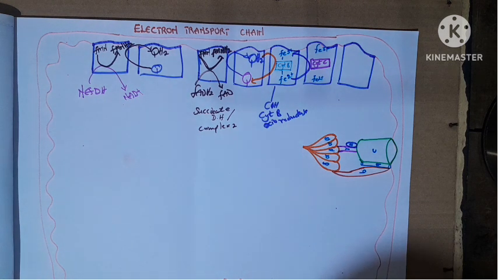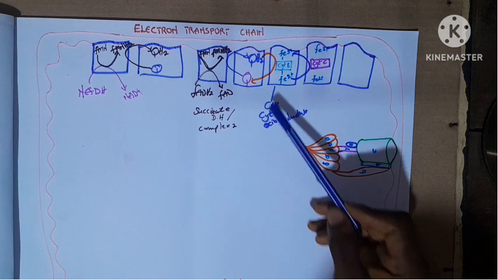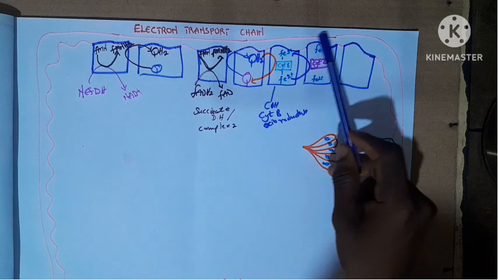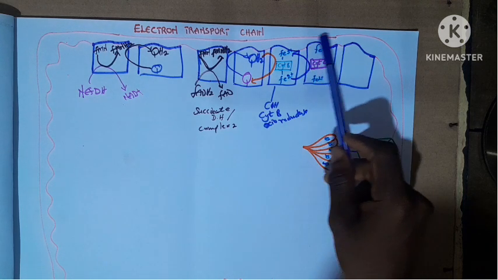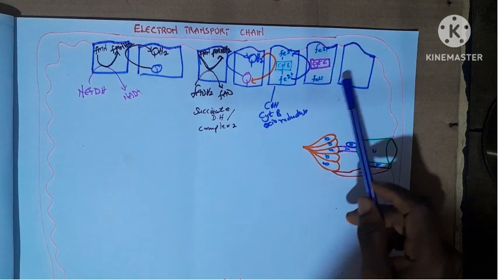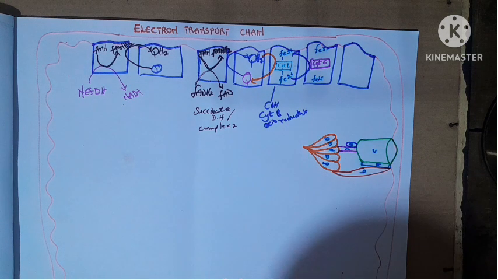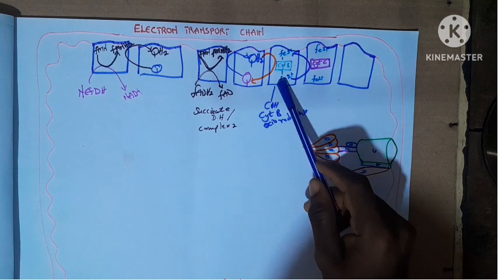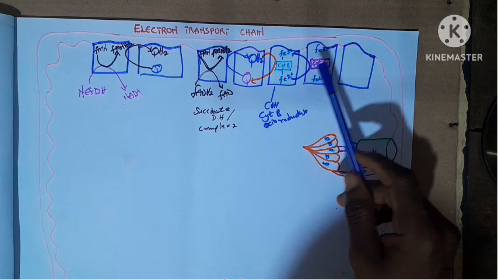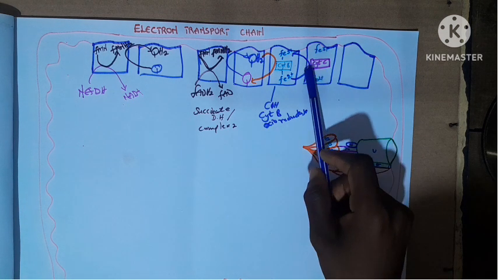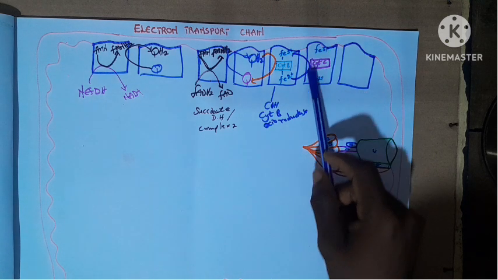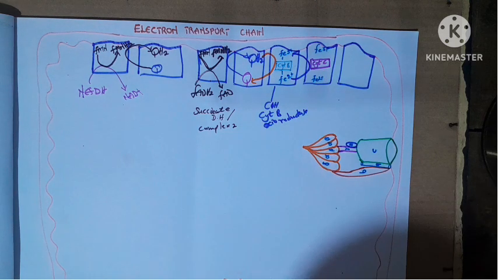Yes, so when this iron 2 here passes its electron to cytochrome C, iron 3 will gain these electrons and then get converted to iron 2. Yes.